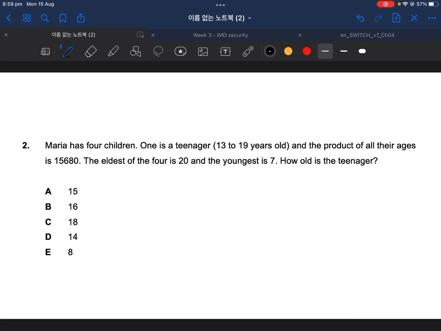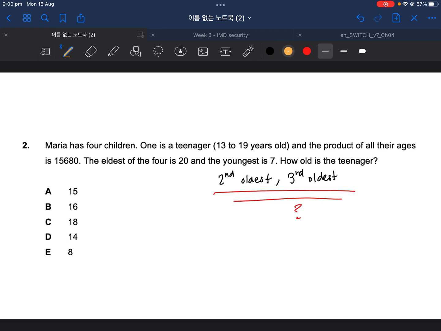Next, Maria has 4 children. One is a teenager, 13 to 19 years old, and the product of all their ages is 15,680. The eldest of the 4 is 20, and the youngest is 7. How old is the teenager? Straight away, we realize that we don't have the second oldest and third oldest. We don't know this. So how do we find the rest out?